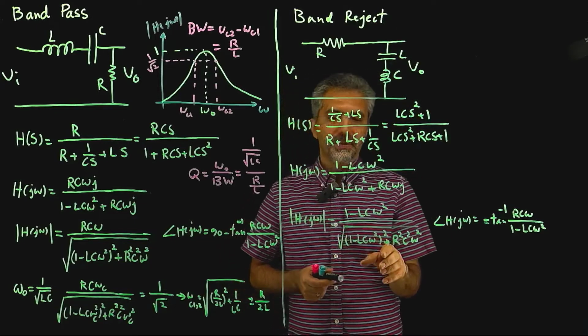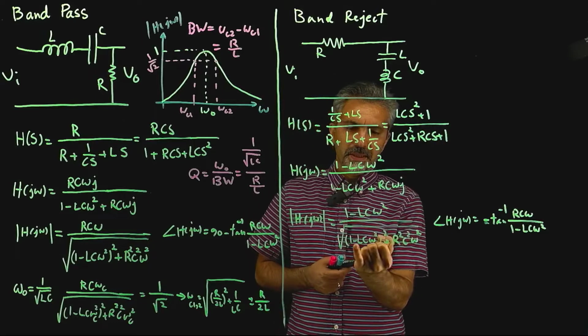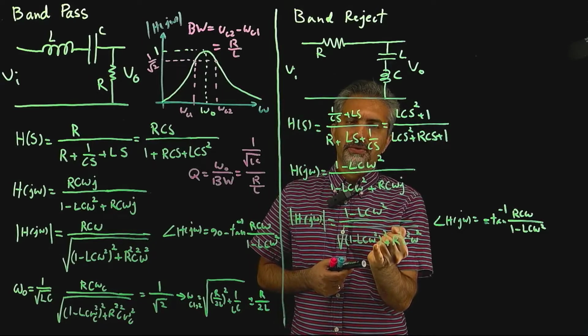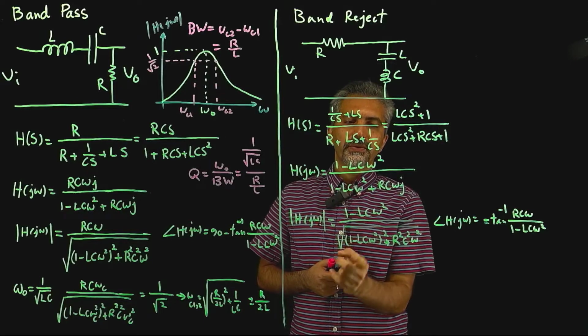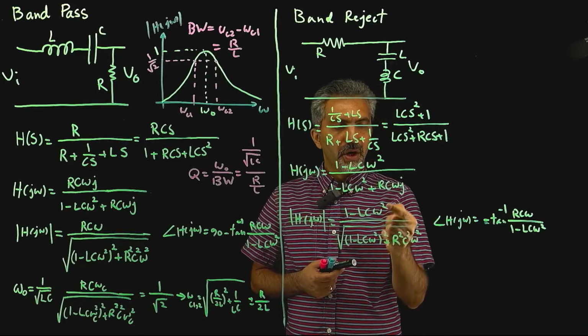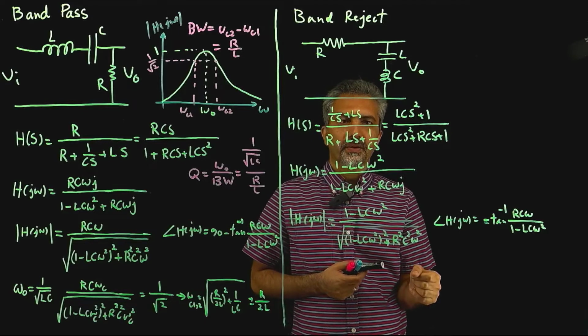Now for high frequencies, what happens is that the omega to the power of 4 term comes out, and it's going to have omega to the power of 2. Therefore, both the top and the bottom are going to have omega to the power of 2.